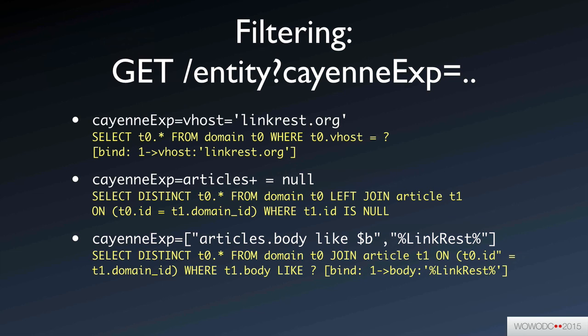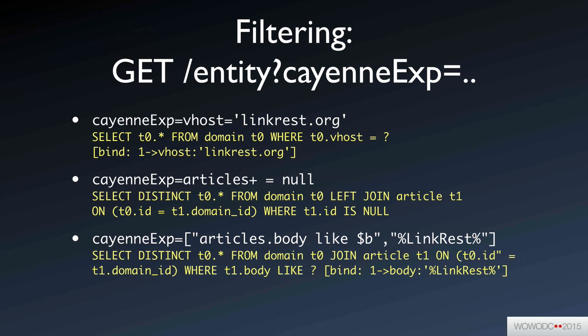And the first example is just you compare a property with a constant value, and in yellow I'm showing the SQL generated. It's really straightforward. The second example is an outer join. So this syntax in Cayenne where you have a plus sign, and it results in a relationship being resolved as an outer join. And so this is how you would check for domains that have no articles at all. And this is how you do it in Cayenne as well.